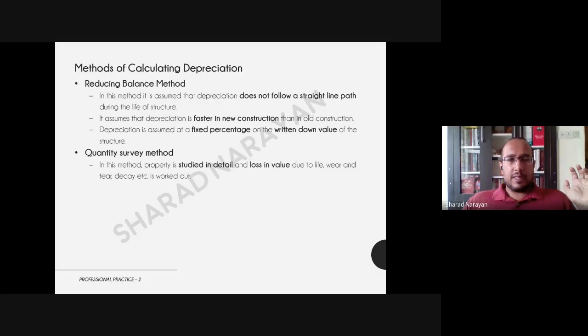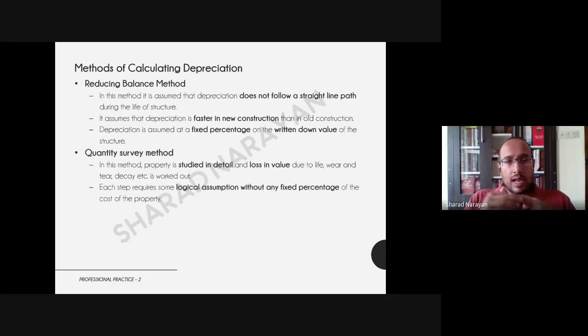A quantity survey method. Again, this is where we talk about the valuation in a much more detailed manner. So you talk about studying the property in detail. You understand the loss of value due to life, wear, tear, decay, etc. And each step requires some logical assumption without any fixed percentage of the cost of property.